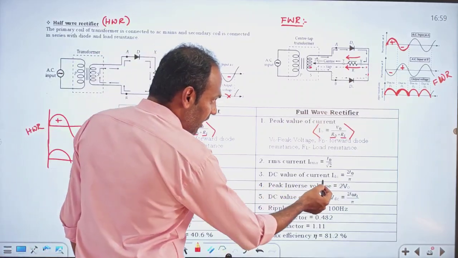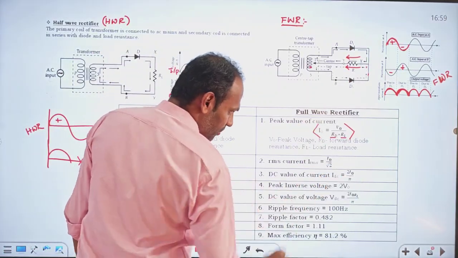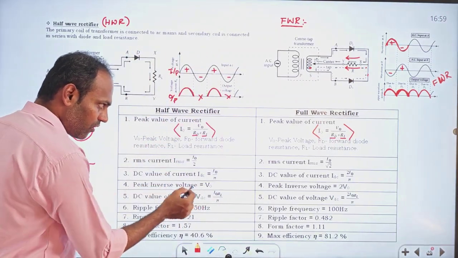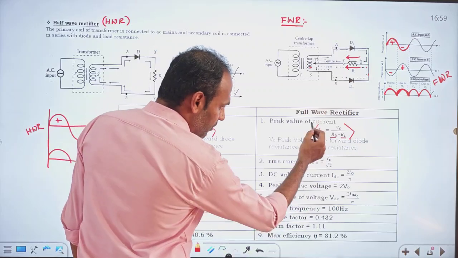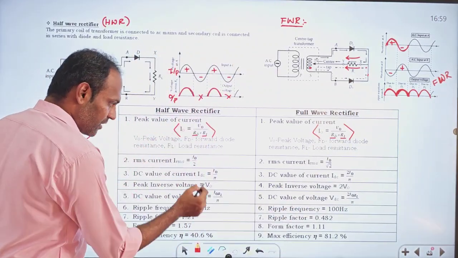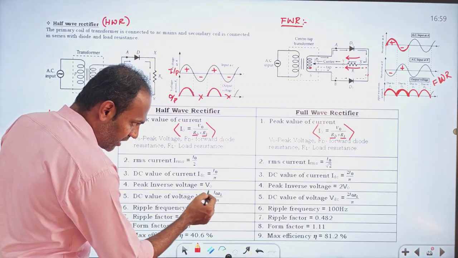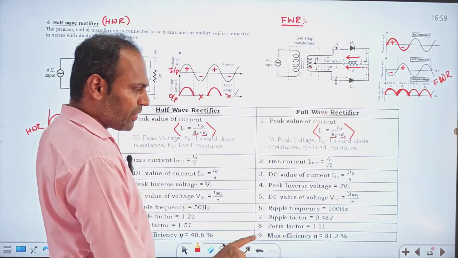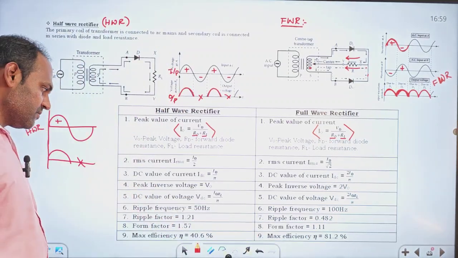DC value of current in full wave rectifier is 2 I naught by pi. Peak inverse voltage in half wave rectifier is V naught. Peak inverse voltage in full wave rectifier is 2 V naught. DC value of voltage in half wave rectifier is I naught RL divided by pi. Here it is 2 I naught RL divided by pi. I naught under peak current, RL under load resistance.